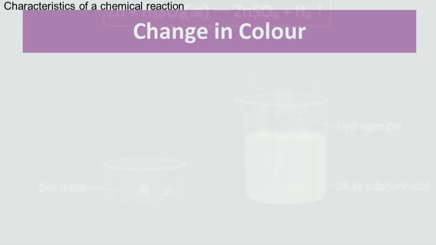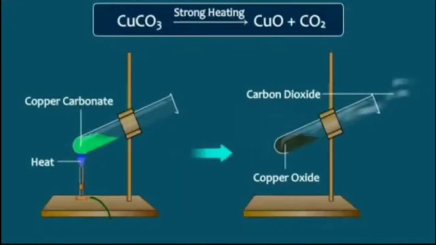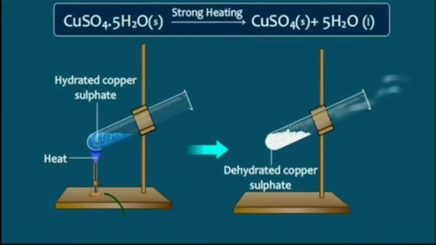Certain chemical reactions are accompanied with a change in color of the products. For example, when green colored crystals of copper carbonate are heated strongly, it forms a black compound, copper oxide, giving off carbon dioxide gas. And when hydrated crystals of copper sulfate, which are blue in color, are heated, then each crystal loses 5 water molecules and the color changes to white.